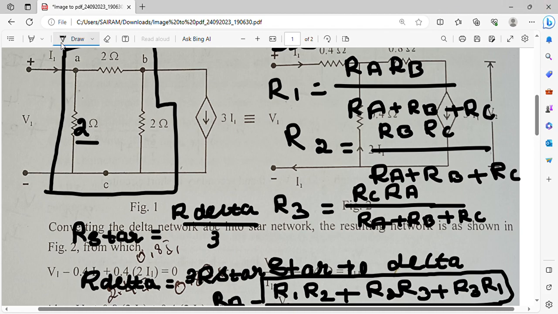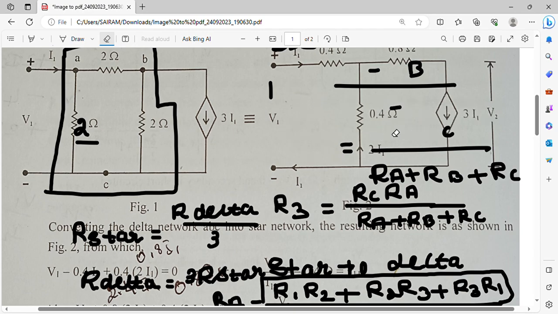Okay, so I'll just erase this. You have to learn all this because if you get a situation like this you should know how to apply it, right?